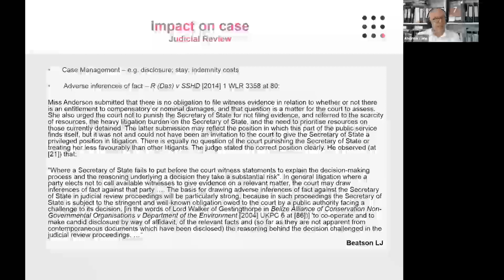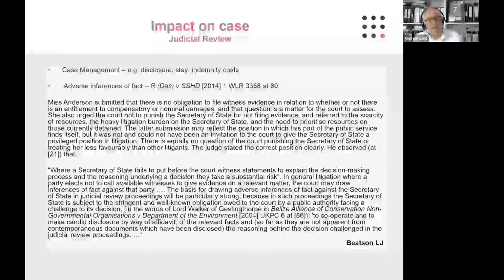Well, one of the impacts, and this is what this slide deals with, is the adverse inference of fact, which you saw in the case of Dasson, the Secretary of State for the Home Department in 2014. You can see there that Ms. Anderson submitted no obligation to file witness evidence in relation to whether or not there is an entitlement to compensatory or nominal damages, and the question is a matter for the court to assess. She urged the court not to punish the Secretary of State for not filing evidence and referred to the scarcity of resources, the heavy litigation burden, and the need to prioritise resources, and was trying to obviously explain why information hadn't been put before the court.